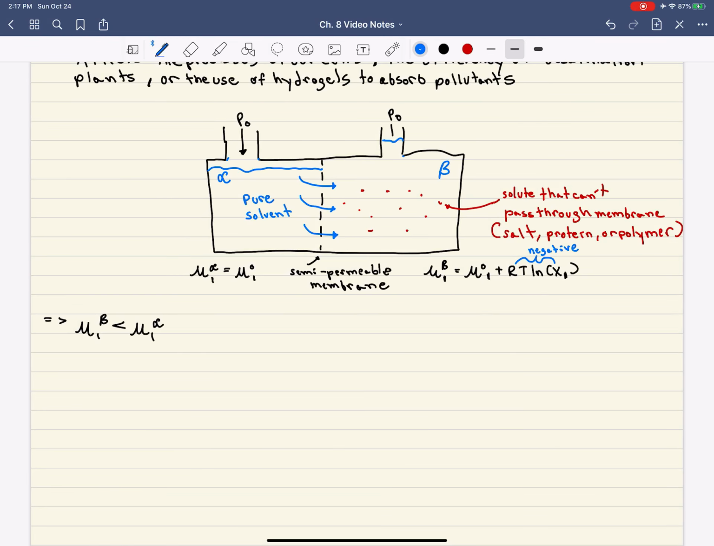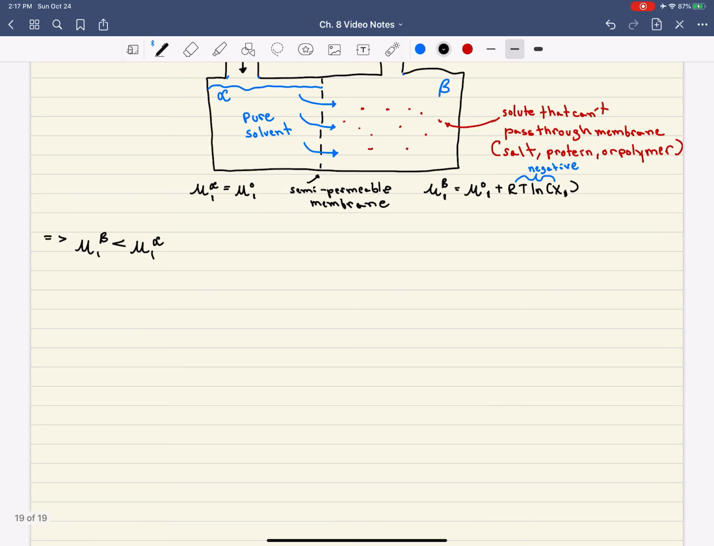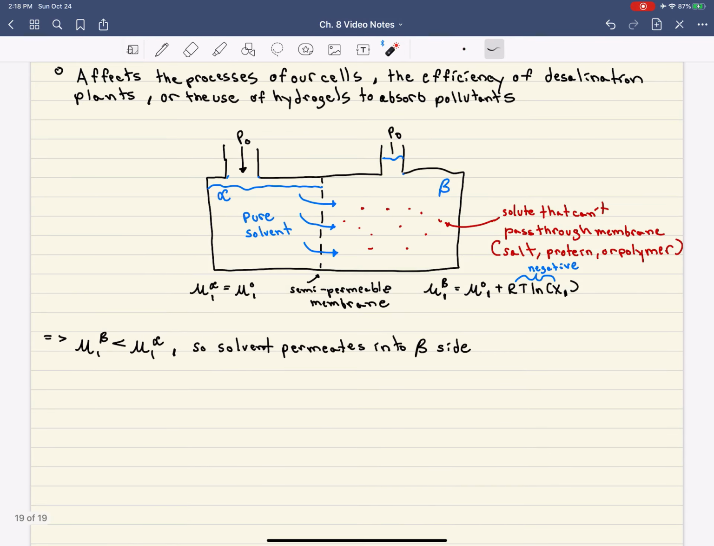Okay? Alright, and so because the chemical potential in the beta phase ends up being lower than the alpha phase one, we see solvent permeate, that's the word, permeate, into the beta side. Okay? And so essentially what this is trying to do is dilute the concentration of the solute in the beta side so that this x1 term for the beta side starts to increase and go towards 1. And once you have a natural log of 1, that's going to be equal to 0. And then you would get back the pure chemical potential value. Okay? So that's physically what's going on.